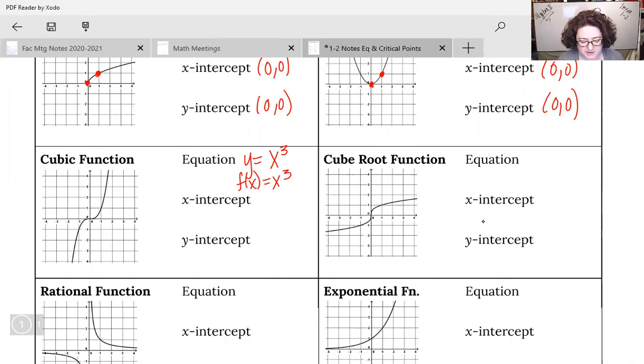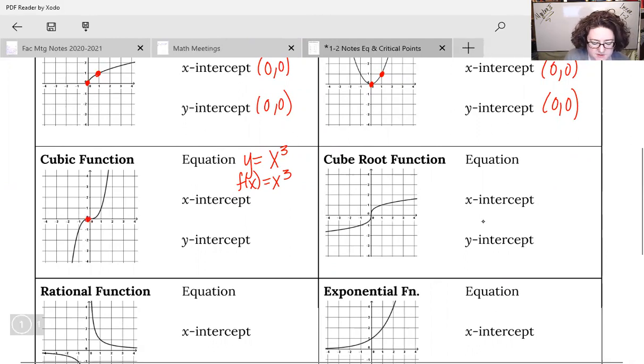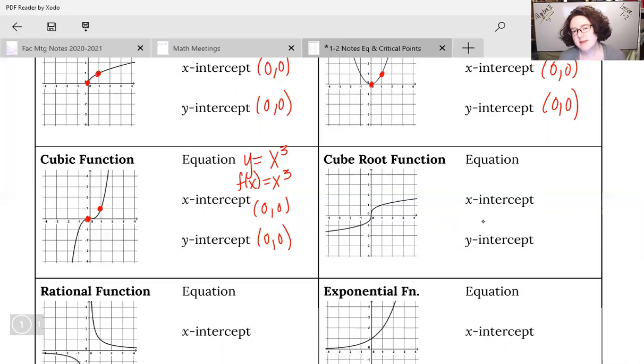Alrighty, so cubic function. Any difference in our critical points? We still have 0, 0. We still have a 1, 1. So let's pause here for a second. We keep having this x and y intercept being exactly the same number. We still keep having the graph go through that point at the origin.